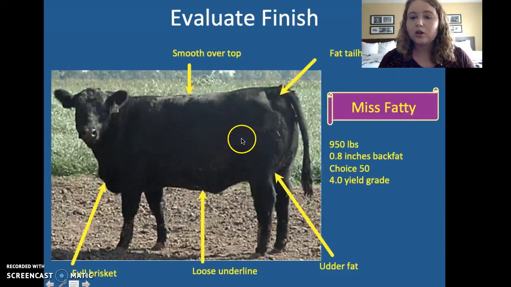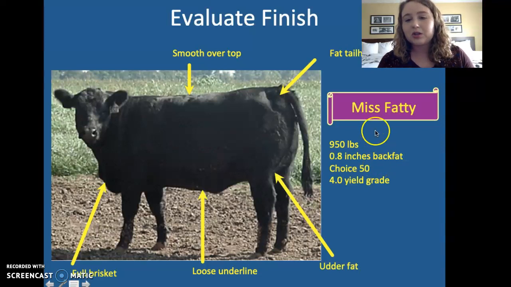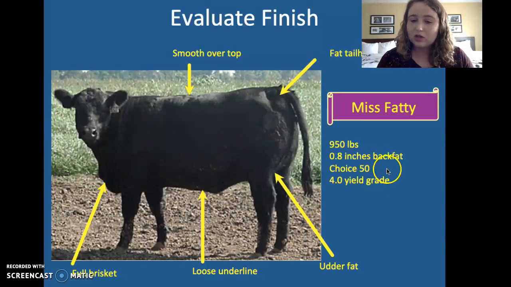Okay, so then here you guys can just take a look and look at the places that we just discussed. This is saying that this cow weighed 950 pounds and had a 0.8 inch back fat. And they graded choice and had a yield grade 4. Yield grade 4 is actually not very good. You want a lower yield grade, so your 1s and your 2s would be good yield grades, but you got to get more fat to get more flavoring in the loins, so it's kind of hard to do.